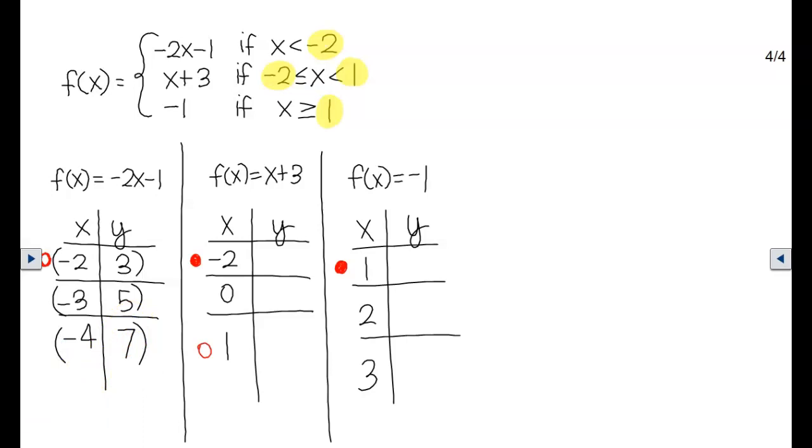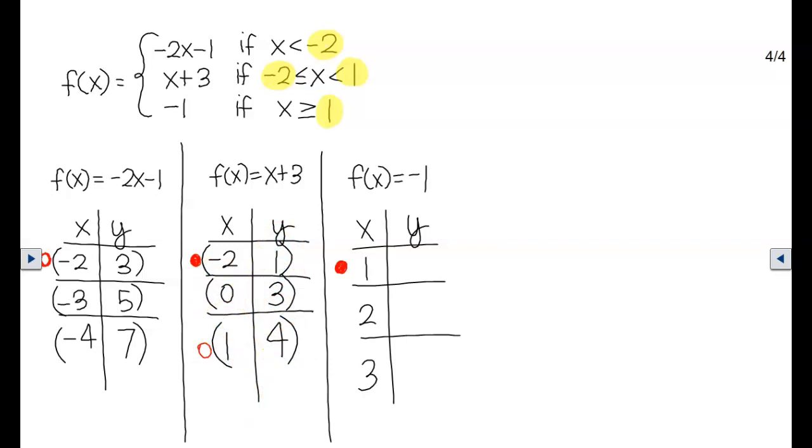All right, input, output over here. -2 in for x. -2 plus 3 is 1. Input 0. 0 plus 3 is 3. Input 1. 1 plus 3 is 4. So for this part of the rule, those are my ordered pairs that I'm going to use to help me graph it.